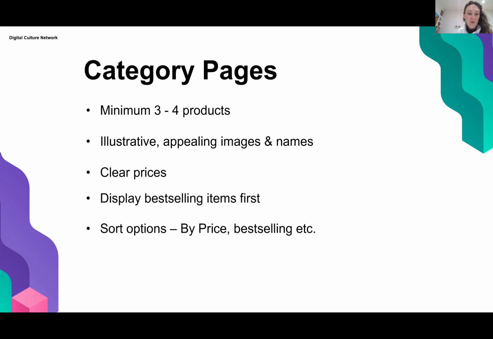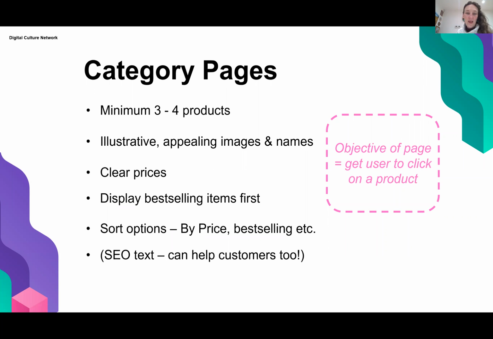And if we can, we want to offer our customer the ability to sort by price, by best-selling, by new in, etc. And I'm also going to show you an example of some text which generally is put on the page to help search engines, the SEO that this mentions here, but also can be useful to customers too. And all of these things are helping us towards that objective of getting a user to click on a product.